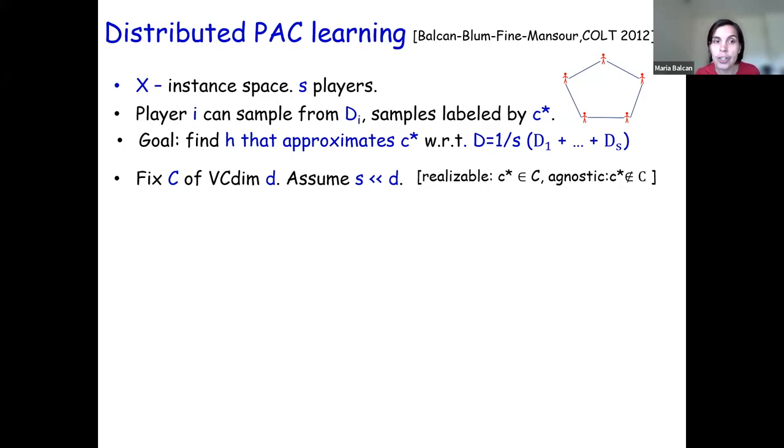And as we've seen in the previous lectures, in order to formalize the learning here, we'll follow the PAC learning, statistical learning theory framework, where we also fix a class of functions. So this is our inductive bias. I'm going to fix a class of functions C, of VC dimension d. The case where the target function belongs to the class C is called the realizable case, and the case where the target function doesn't belong to C is called the agnostic case. And for the presentation today, I'm going to think about S, the number of players, as being much smaller than d. So d is large, we have high dimensional data: the VC dimension of the underlying class of functions is large, the feature space is large, so the data is n-dimensional.